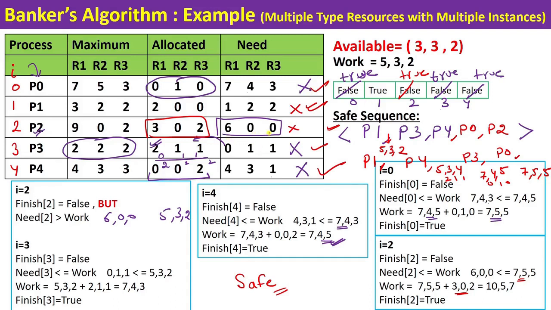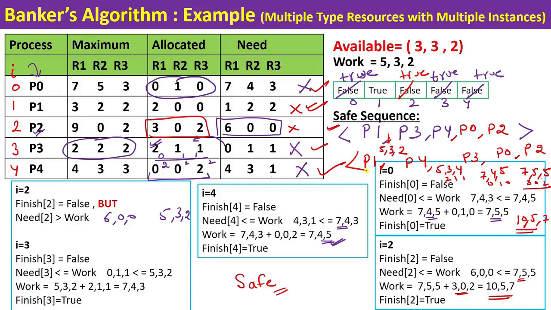Okay, so 600, that is P2, I can complete because 600 is less than this 755. Right, so now I will add 302 to this. So 302 will be added and it will be like 7 plus 3, 10, 5, 5 to 7, 10, 5, 7. So finally my P2 is also over, 10, 5, 7. Here you can see, in the previous sequence also I got the same answer, 10, 5, 7. Here also I got 10, 5, 7, and I am able to complete the request of each and every process.